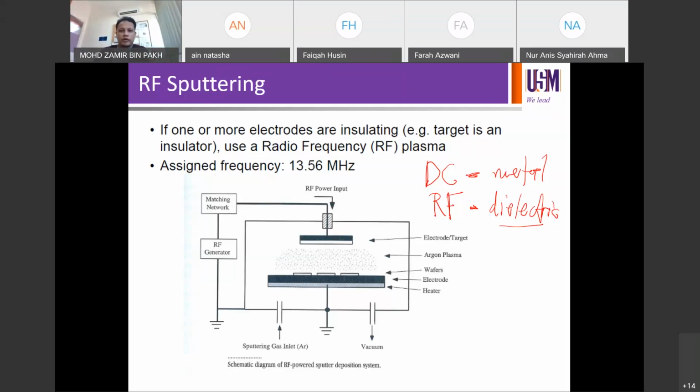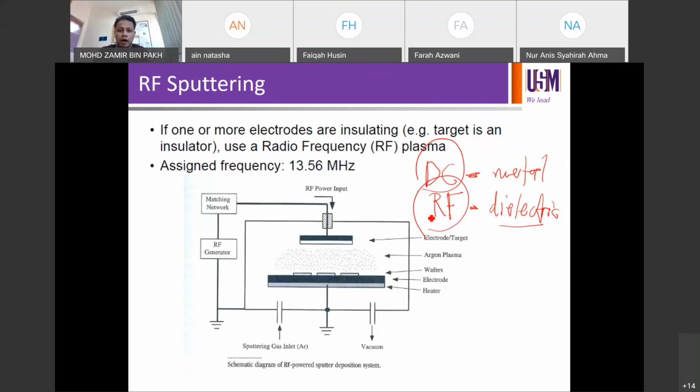So RF is radio frequency. So typically the assigned frequency is 13.56 megahertz. So this is pretty much how it looks like in the RF system. So you have pretty much the same in the chamber. So you have argon gas, vacuum, plates, heaters, plasma. The difference between DC and RF is the way we generate the plasma.